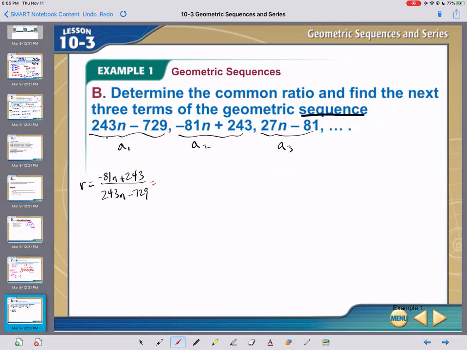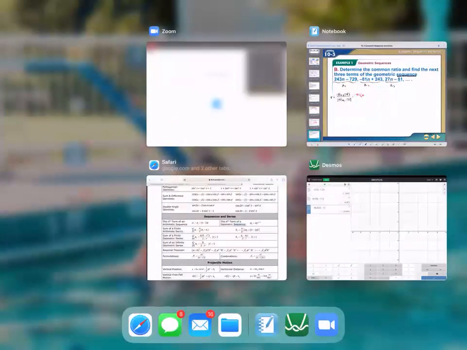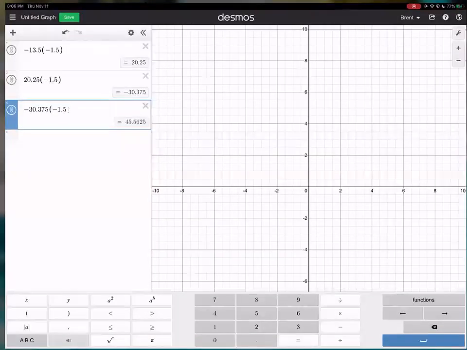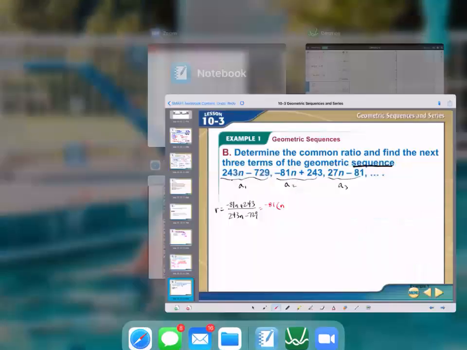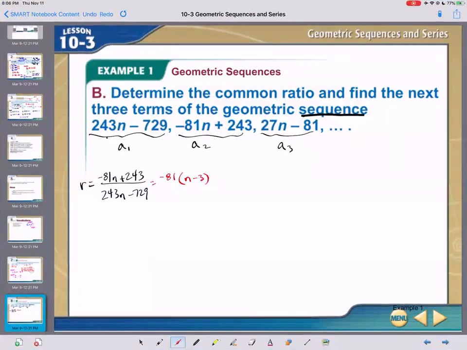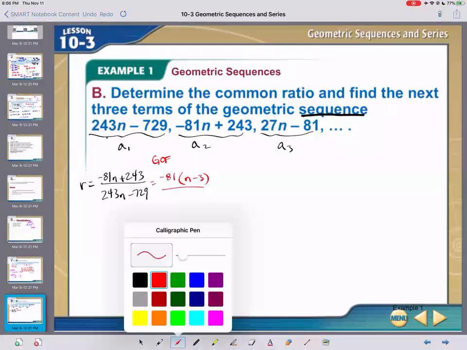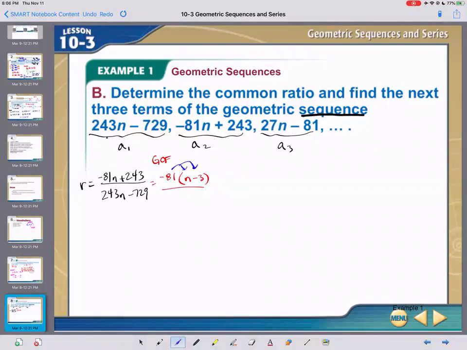On the numerator, I think 81 will go into both numbers. And since the front number is negative, I'm actually going to factor out a negative 81. And so that would give me n, and 243 divided by negative 81 is negative 3. Perfect. So this will become n minus 3. What I just did there, we call it GCF, greatest common factor, but it's the opposite of distribution. Instead of multiplying through like we normally do with distribution, I did the opposite. I created distribution.